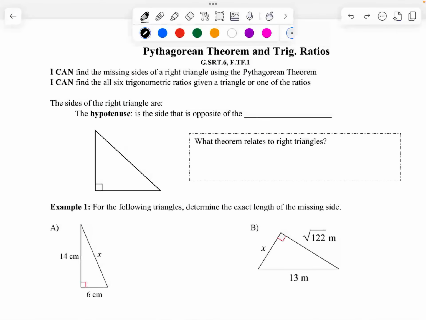Hello and welcome. So we're going to be talking about the Pythagorean Theorem and trigonometric ratios. So when we're looking at this, let's do a little bit of review to build up.